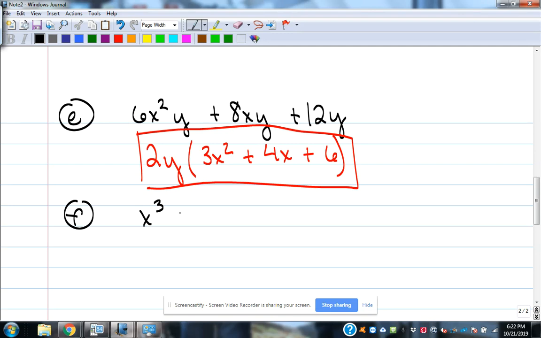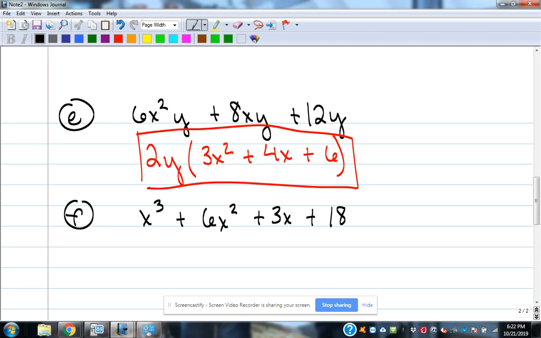X to the 3rd power plus 6x squared plus 3x plus 18. Is this one in descending order? Yeah, got x cubed, x squared, plain x, no x's. Okay, so that's in descending order.